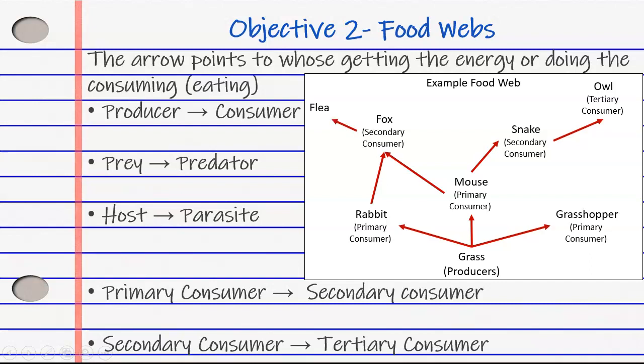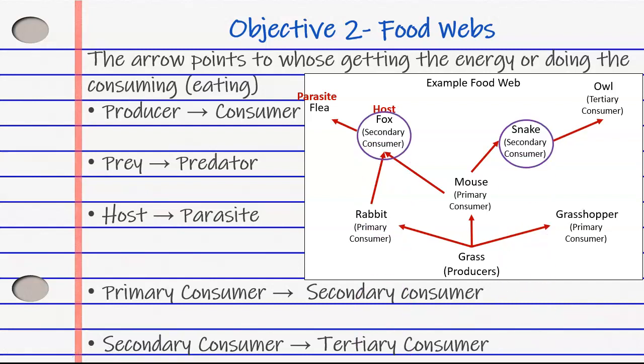Now, let's talk about parasite-host relationships. In this case, the flea is getting energy from the fox. Now, a flea is very small, and it's taking blood from the fox, but it's getting energy from it. So in this case, this would be a parasite-host relationship, where the flea is the parasite and the fox is the host.